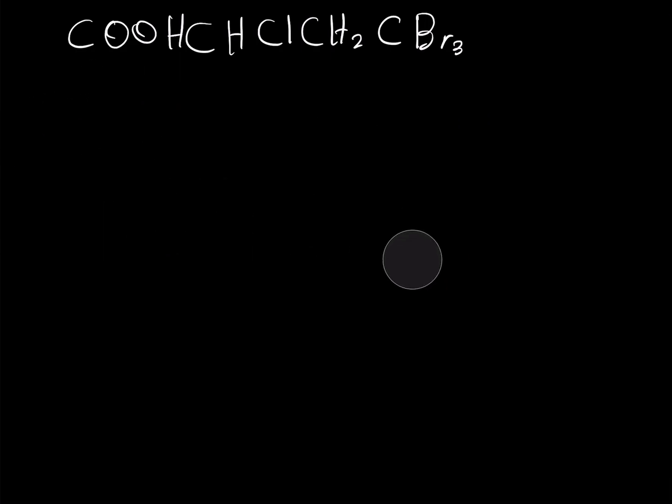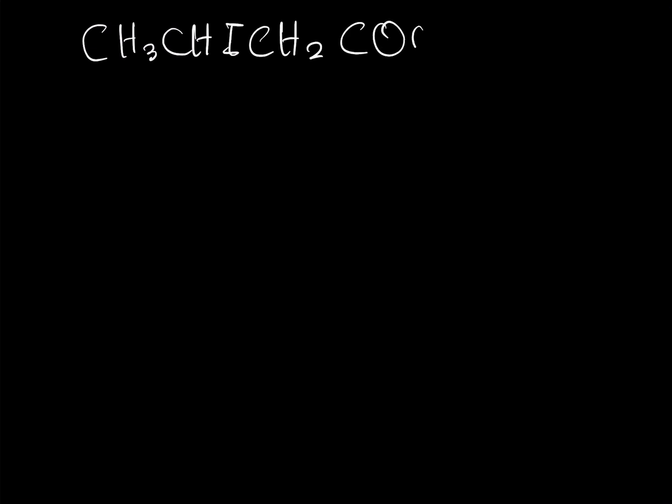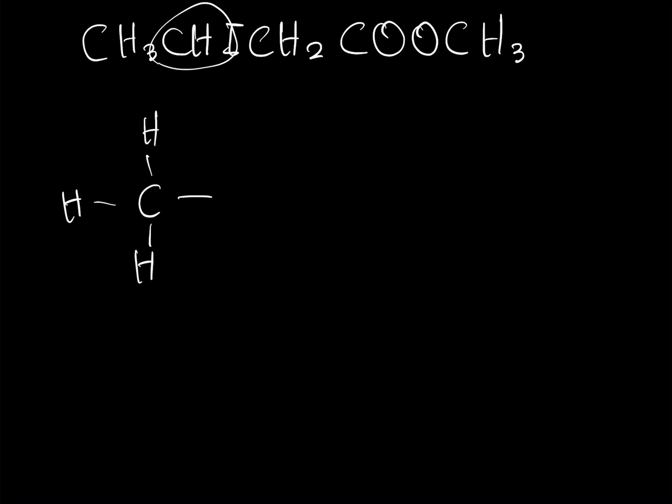Let's go over more examples that have carbonyl groups. So we're going to go CH3, CHI, CH2, COO, CH3. So we start with the CH3, the left side. And then we have a CHI. Now the I means it's iodine, which is a halogen. So then you have CH2.